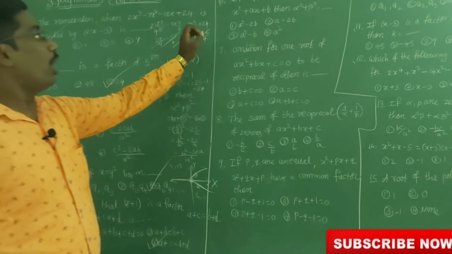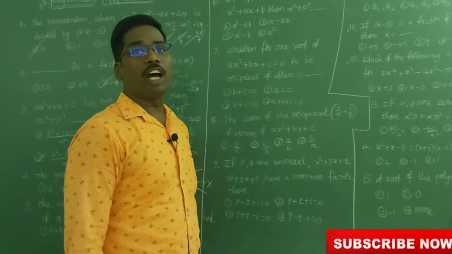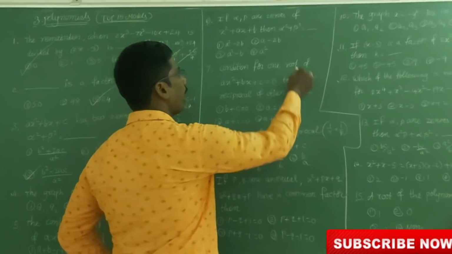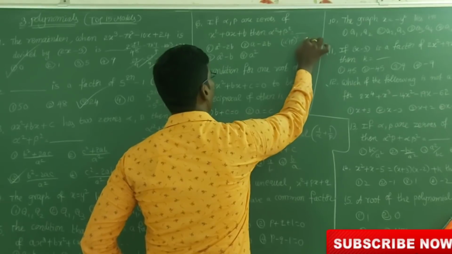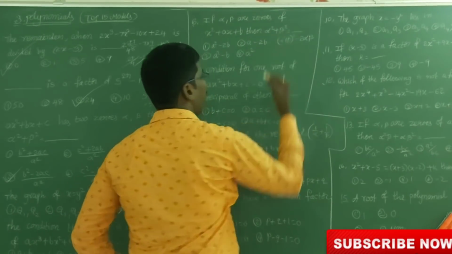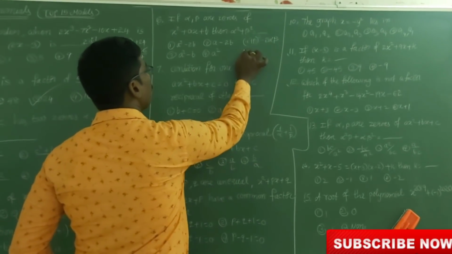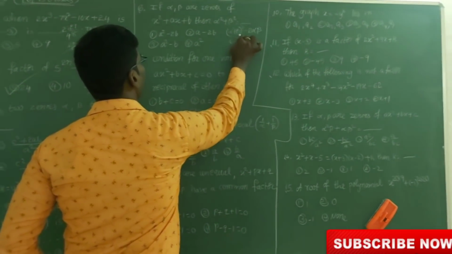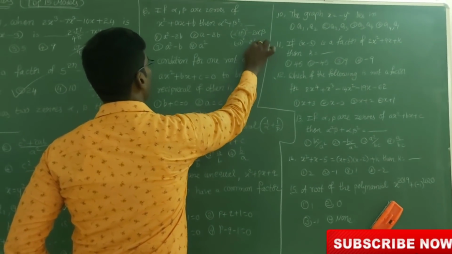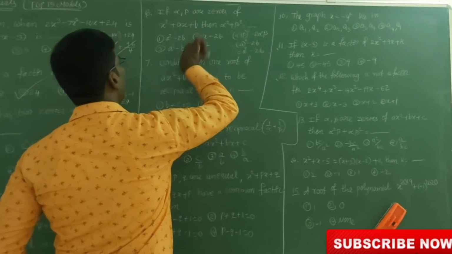Next, if alpha comma beta are the zeros of ax square plus ax plus b, then alpha square plus beta square. Already I explained, alpha square plus beta square is nothing but alpha plus beta whole square minus 2 alpha beta. So here alpha plus beta is minus a, so minus a whole square minus 2 into alpha beta, which is 2b, so that is a square minus 2b. A square minus 2b is the first option.